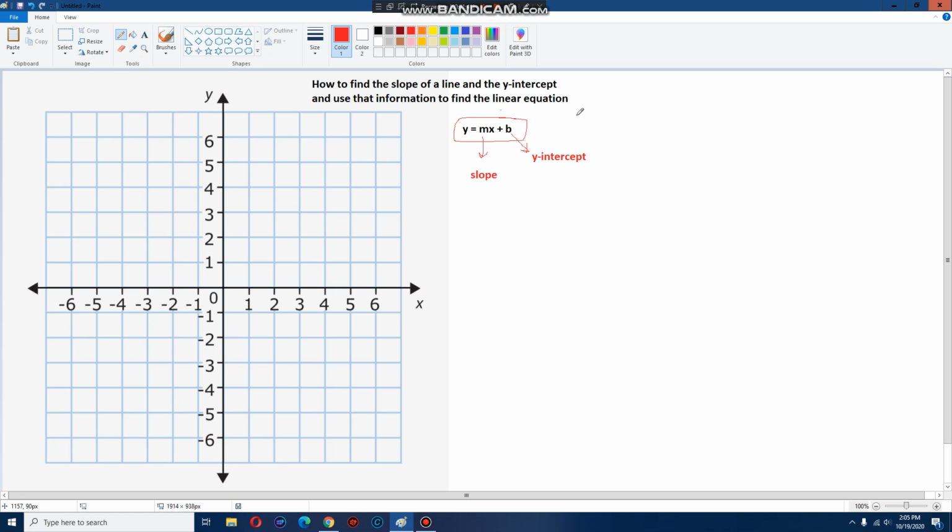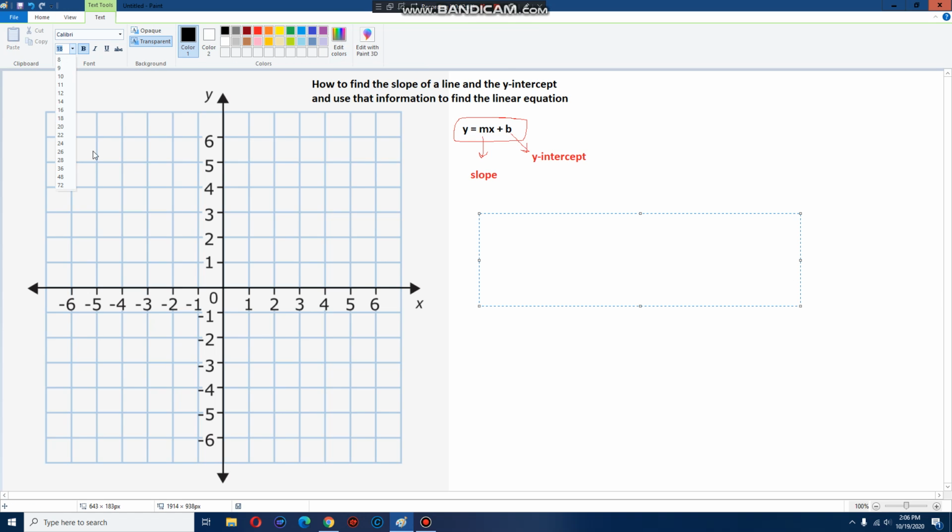We're going to use coordinate points in order to find out both the slope and the y-intercept. And using that information, we're going to find out the equation of a line. Let me show you an example right now. I'm going to give you two coordinate points. Let me write it down for you. Two basic coordinate points.